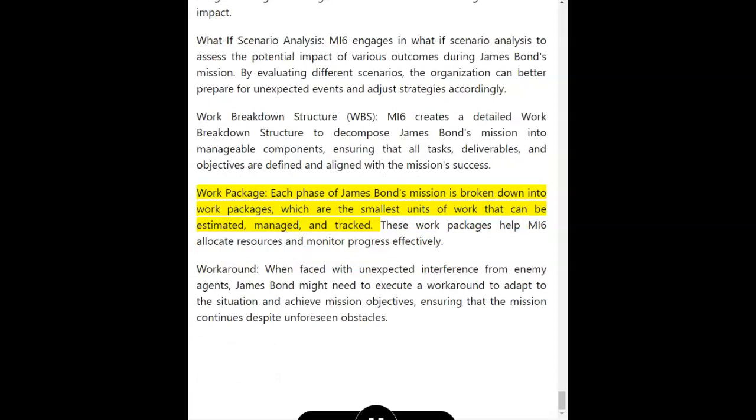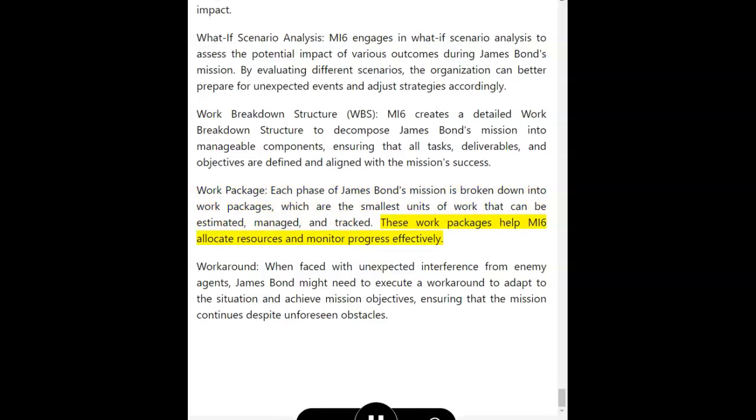Work package. Each phase of James Bond's mission is broken down into work packages, which are the smallest units of work that can be estimated, managed, and tracked. These work packages help MI6 allocate resources and monitor progress effectively. Workaround. When faced with unexpected interference from enemy agents, James Bond might need to execute a workaround to adapt to the situation and achieve mission objectives, ensuring that the mission continues despite unforeseen obstacles.